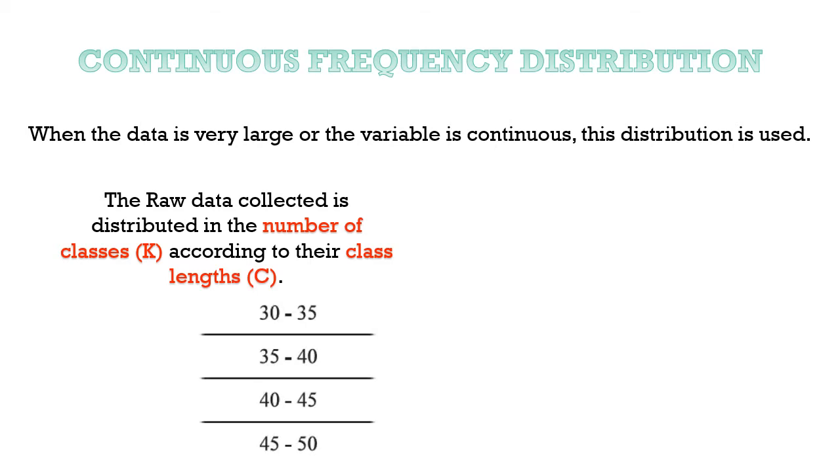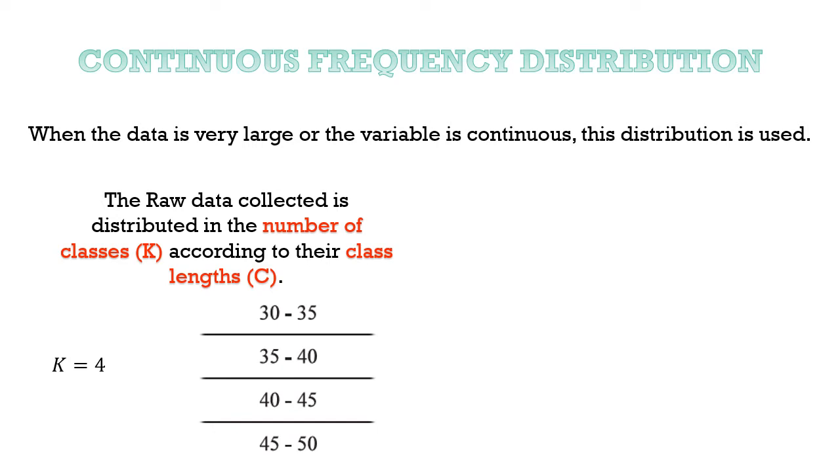Here we can see an example of a continuous frequency distribution. These are the classes called 30 to 35, 35 to 40, 40 to 45 and 45 to 50. In this given distribution, there are 4 distinct classes. Therefore, we can say that the number of classes, capital K, is 4. Now, if you check out individual classes, all of their differences is 5. That is 30 to 35, the difference is 5. 40 to 45, again the difference is 5.